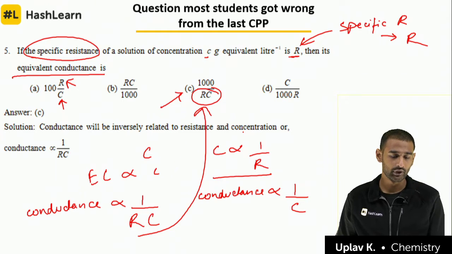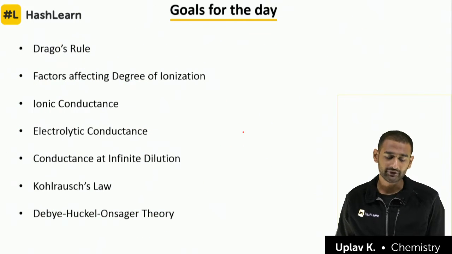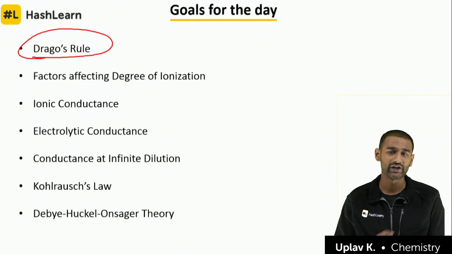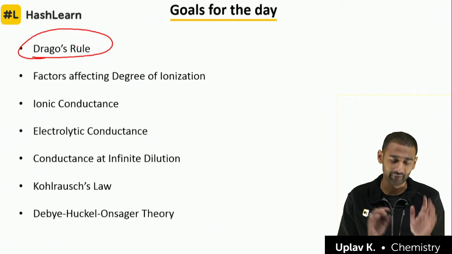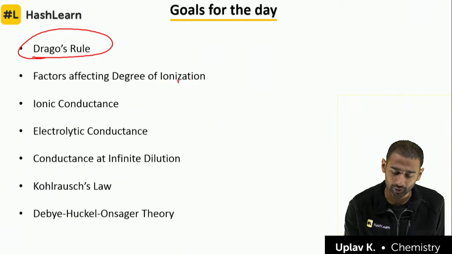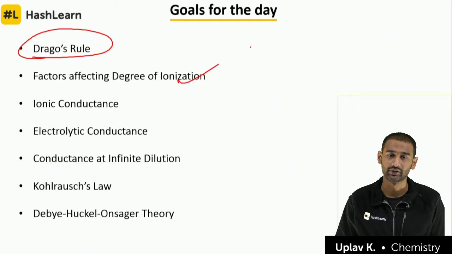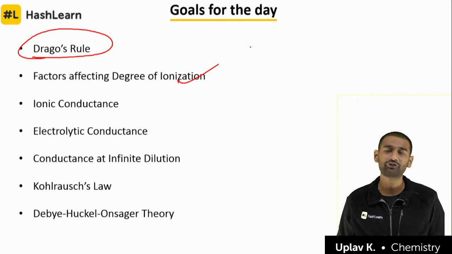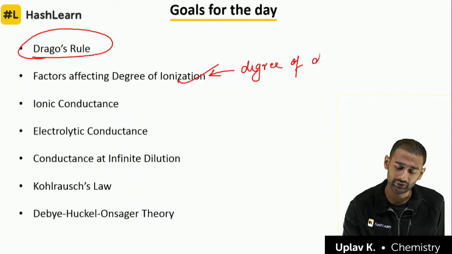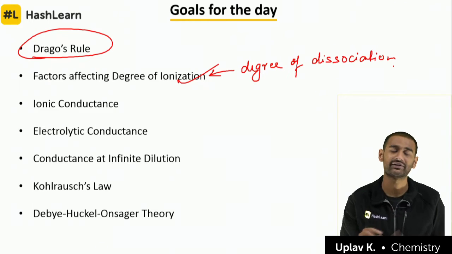Fine. Okay, now let's talk about what we are going to do in today's class. So first of all, I am going to talk about the Drago's rule. So ज़्यादा कुछ we are not going to discuss about it because इसका बस एक mention किया जाता है whenever we are going to talk about the p block elements. Then you're going to talk about the factors affecting degree of ionization. So what are the factors on which the degree of ionization will depend? So degree of ionization is also known as degree of dissociation. Okay, so don't think that they are different. They are different, but in this chapter we'll be considering them as the same thing.